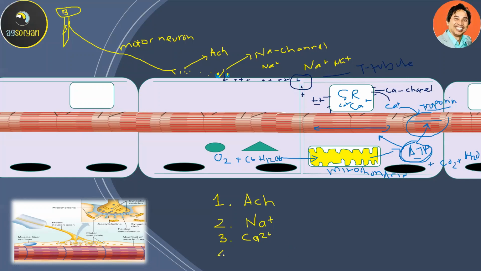And then in order to contract, we need the ATP. This is the energy for contraction. And remember, ATP is produced from glucose plus oxygen. So these are also molecules or chemicals needed for muscle contraction. Really important: acetylcholine, sodium, calcium, ATP made from glucose and oxygen.